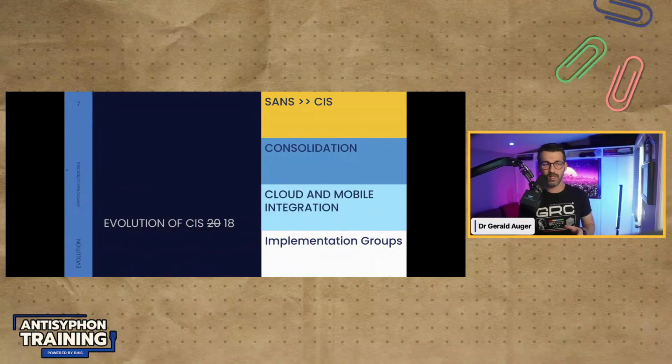SANS basically gave it to CIS to manage. CIS, you may know, actually releases benchmarks for different technologies on how to securely configure them. Bonus tip that you won't get anywhere else: don't ever apply the whole configuration. You might think that's the right idea. It's absolutely not. You will get so much blowback from IT if you try to do that.